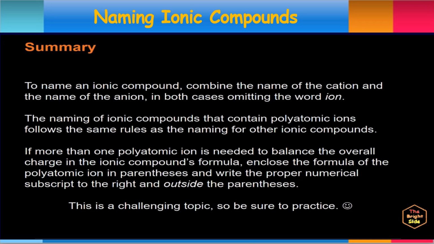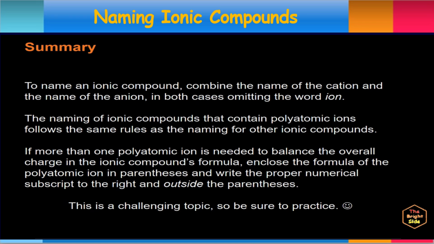Okay, so let's just summarize what we've done. To name an ionic compound, basically we're just going to take the name of the cation and the name of the anion, put them together, and remove the word ion from both of those. Now, the rules for naming ionic compounds that contain polyatomics are exactly the same as for naming other ionic compounds. The only difference is that you have to recognize that you're dealing with a polyatomic ion. That's why you need to memorize the name, the formula, and the charge.